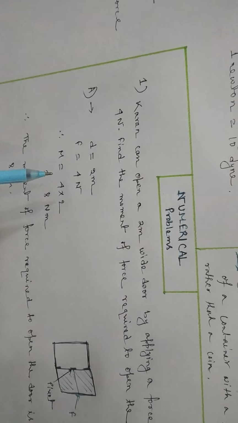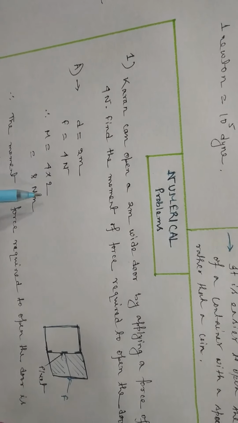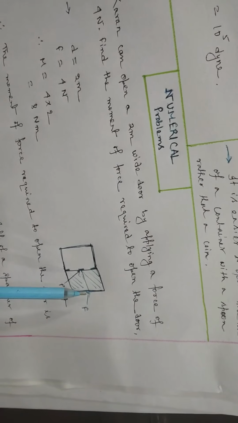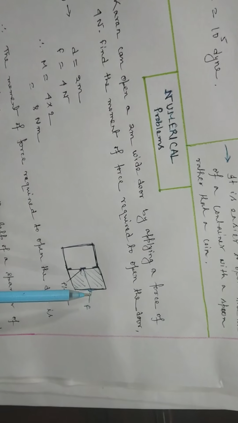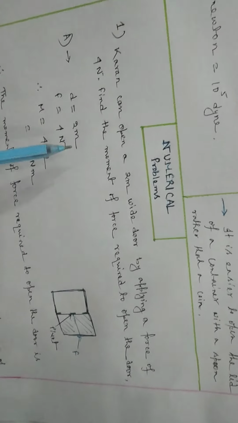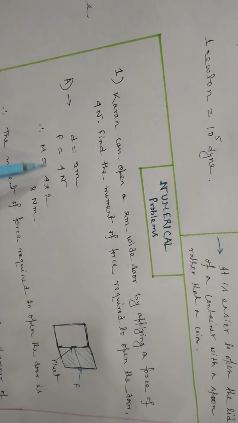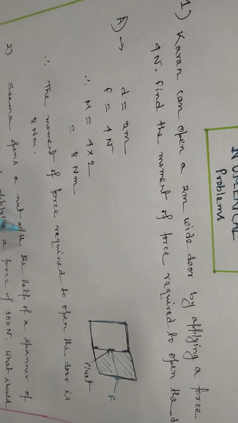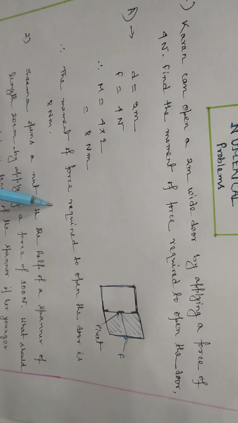So we know moment of force is F into D. That means the magnitude of the force into the distance of the point where the force is applied from the pivot. This is the pivot, and the distance from the pivot to the point where the force is applied is the width of the door, that is 2 meter. And the magnitude of the force is 4 Newton. So D is equal to 2 meter, F is equal to 4 Newton, so M is equal to 4 into 2, that is 8 Newton meter. So the moment of force required to open the door is 8 Newton meter.